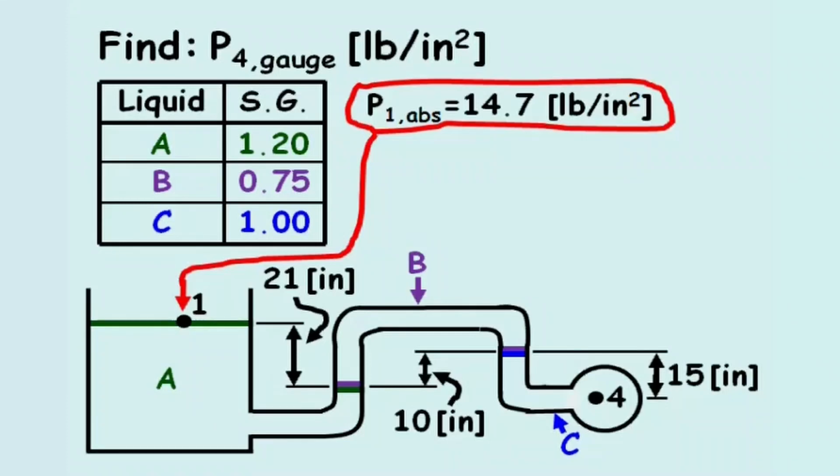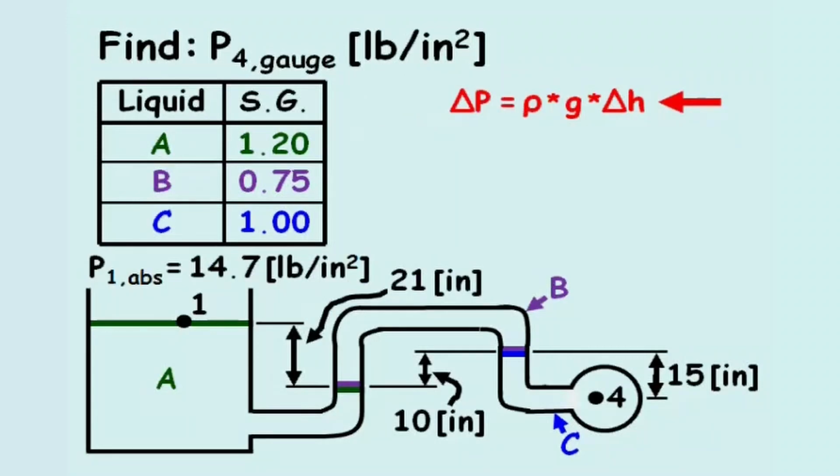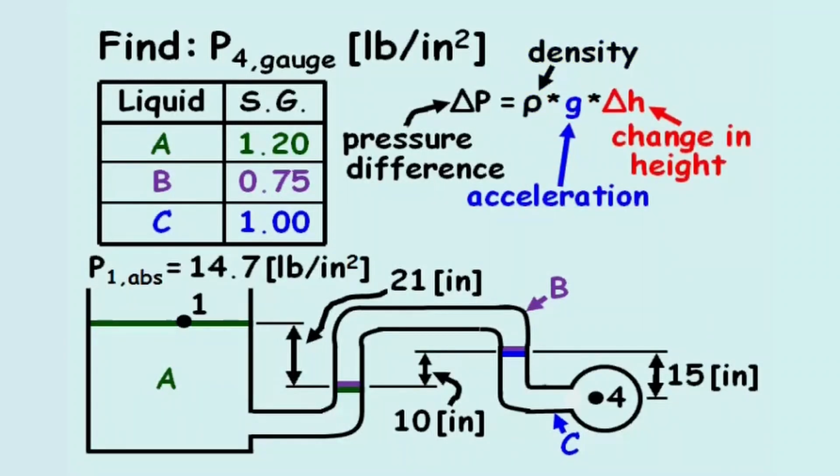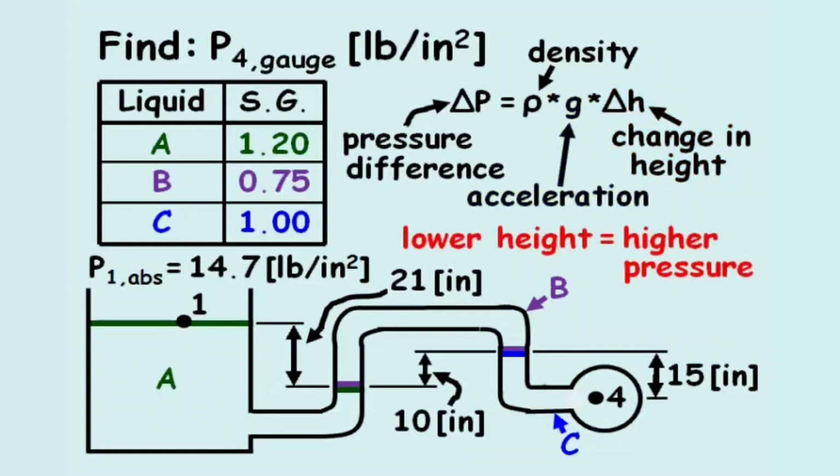To solve this problem, we'll use the equation delta P equals rho g delta H, which means the pressure difference between two different locations in a fluid equals the density of the fluid, rho, times the gravitational acceleration, g, times the change in height within the fluid, delta H. For this equation, keep in mind that the lower the height in the fluid medium, the larger the pressure. For this reason, some authors add a minus sign to the equation.